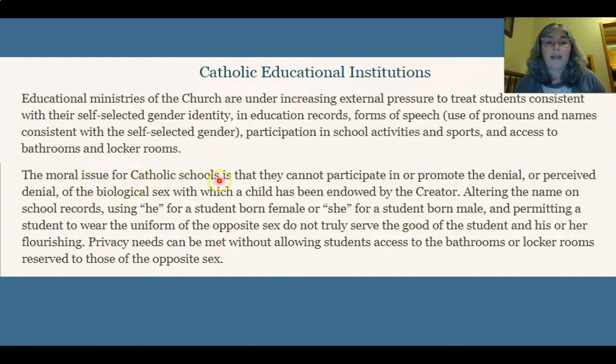The moral issue for Catholic schools is that they cannot participate in or promote the denial or perceived denial of the biological sex with which the child had been endowed by the Creator. So if you're working in a private institution, not only would the use of preferred pronouns not be endorsed, it might perhaps not even be allowed at the school.